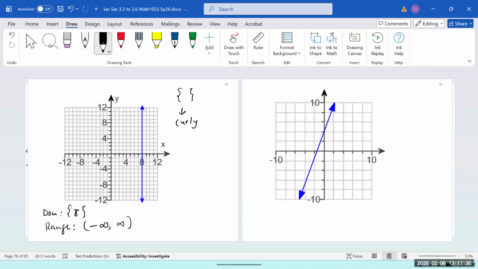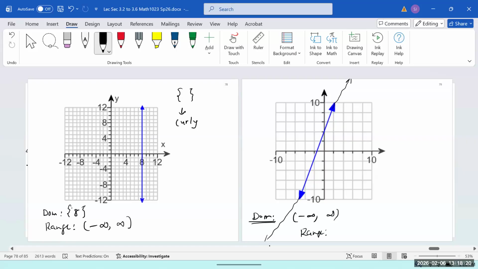Okay, volunteer. Ricardo. Domain. You're observing your left side. What is the lowest? What is the most left number you see in a graph? But the graph is going on forever and ever. Negative infinity. And this graph is also going up on and on forever. So what will be the rightmost number? Infinity. Great. How about range?